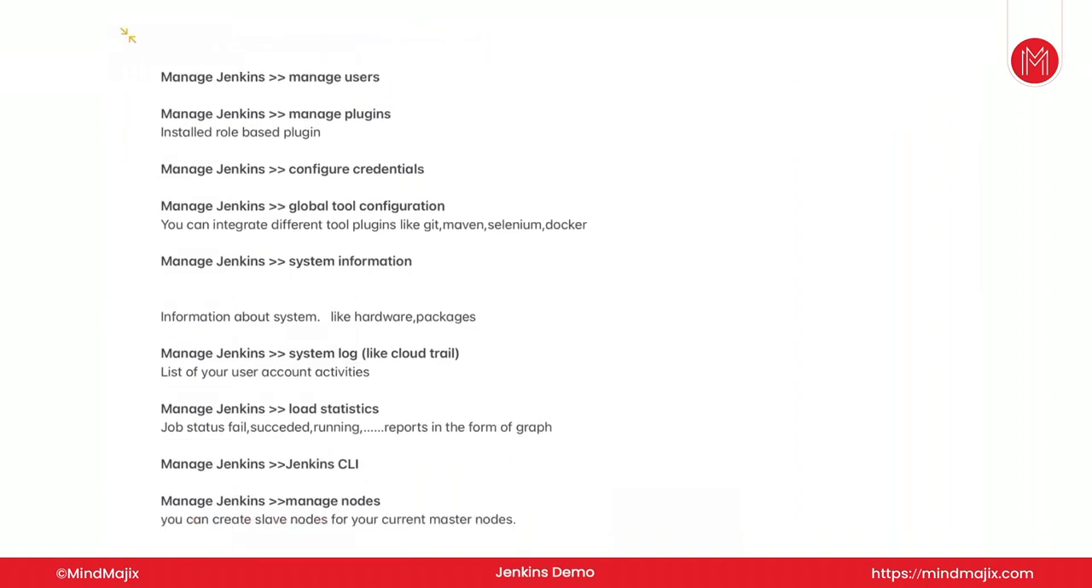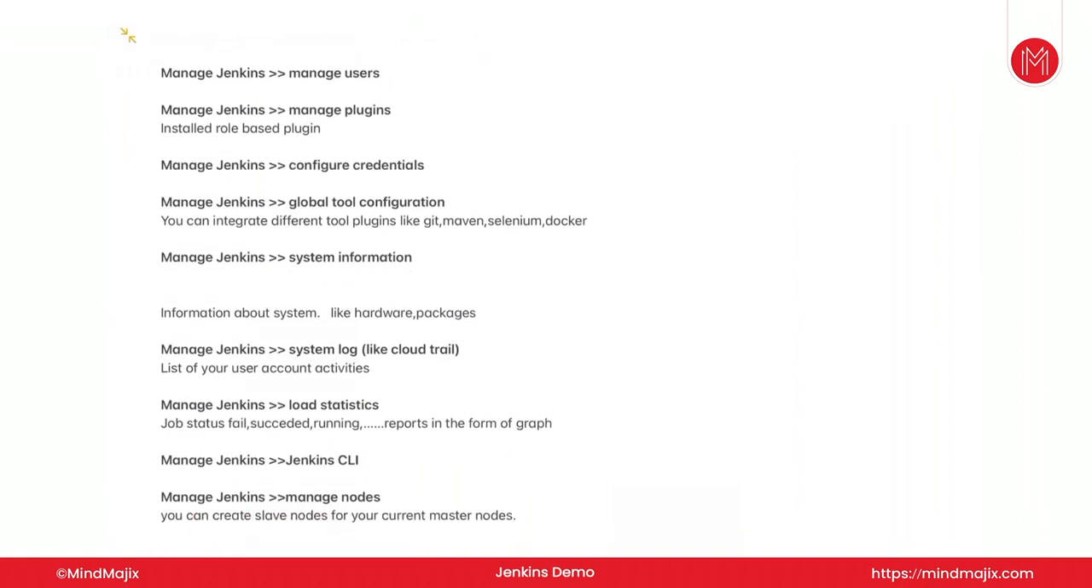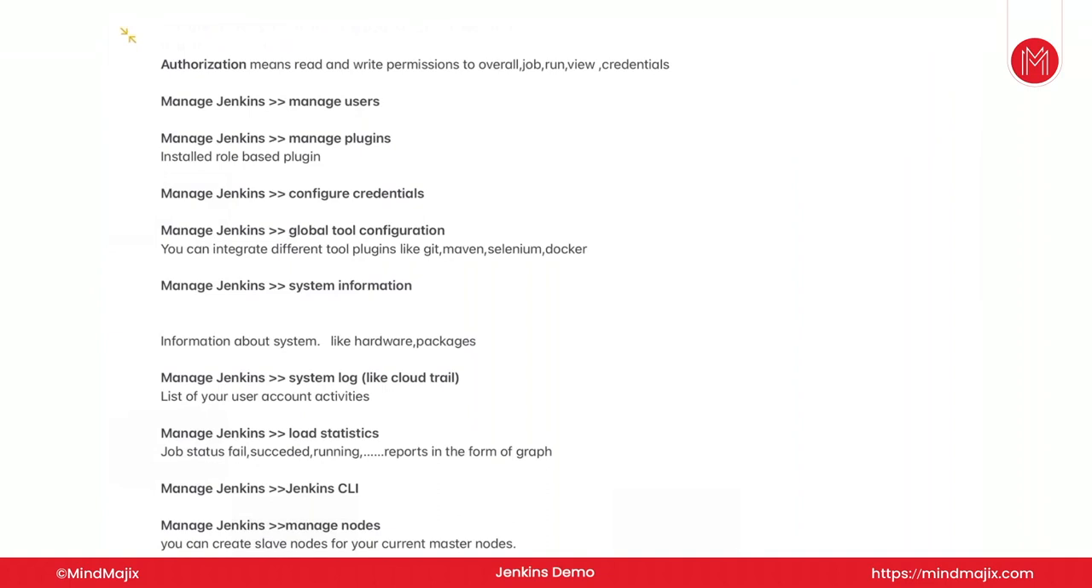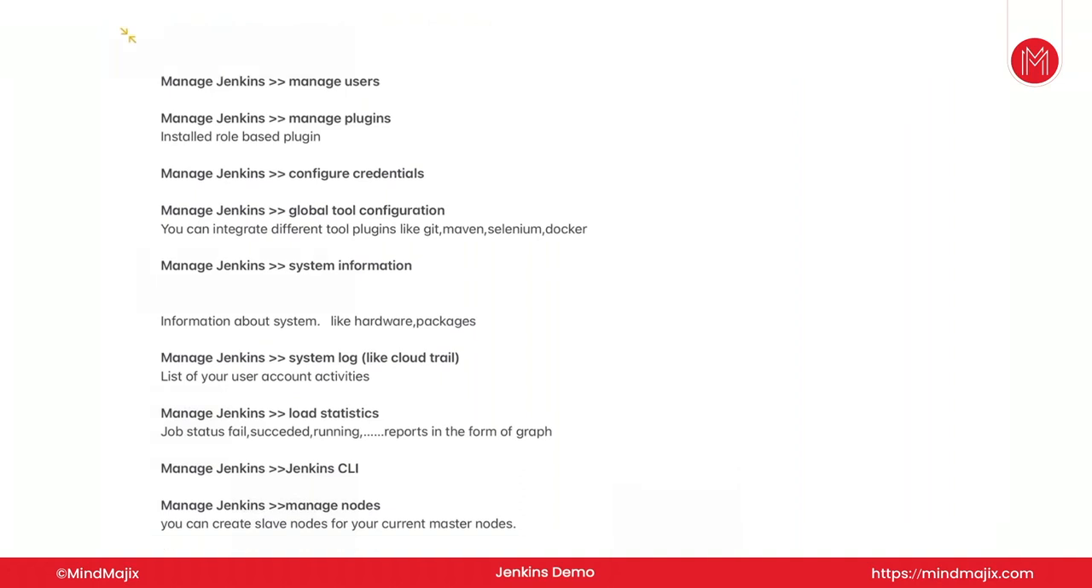And how to configure credentials, I told you in the integration. If you want to configure, you should go to Manage Jenkins and configure the credentials. There you have to give the GitHub username and password in the Jenkins section. Go to Manage Jenkins, configure credentials, and give the GitHub credentials, username and password. Once you have given and saved, your Jenkins is integrated with GitHub.